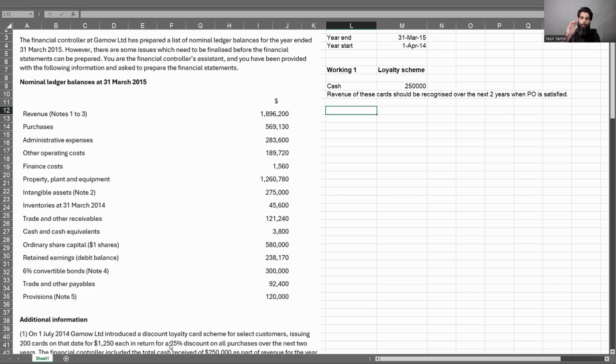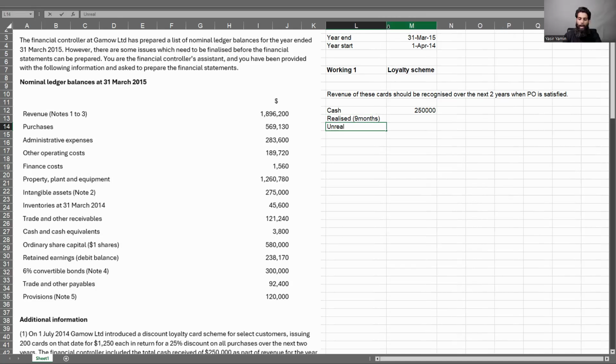So that means some amount of revenue that your examiner has recognized needs to be reversed. If I were to ask you what is the total cash received, you would say 250,000. Now there are two portions to it. Some portion is realized within this period, which is of 9 months. And the rest is unrealized cash, which has been received by you now, but you haven't earned it yet. It is unrealized income. It is a contract liability. It is advance income. Don't you agree?